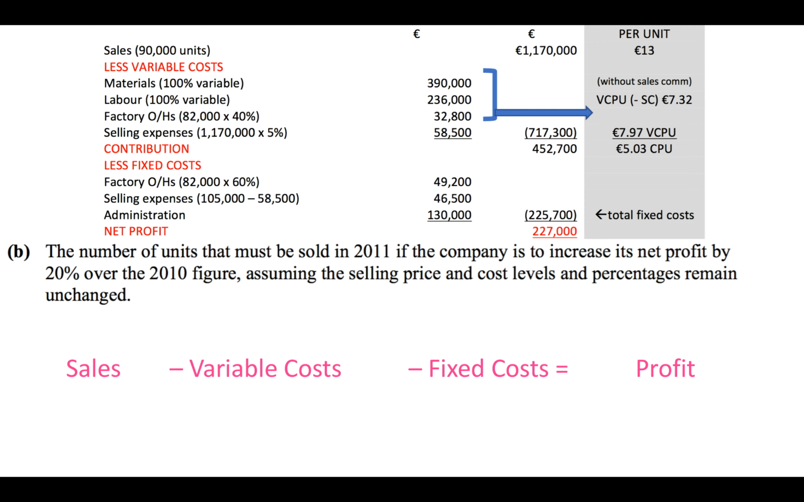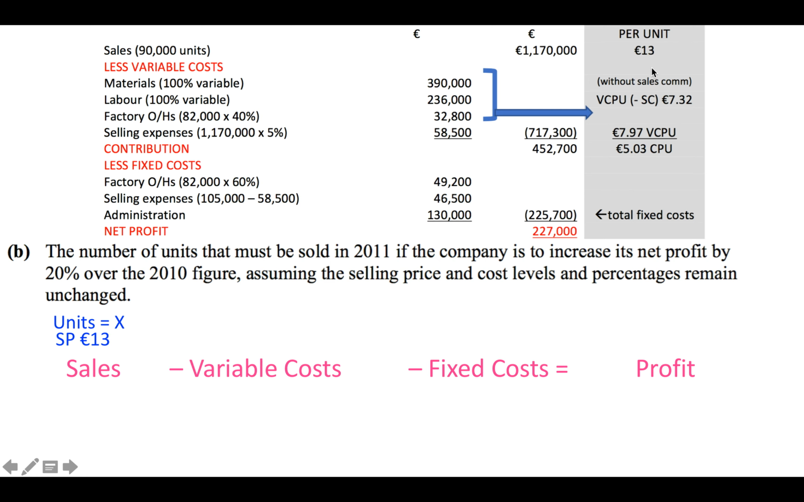Our formula for sensitivity analysis is sales minus variable costs minus fixed costs is equal to profit. So, has anything changed in my sales? The number of units is what I'm looking for, so the number of units is going to be X. And the selling price there is 13 euro. It hasn't changed.